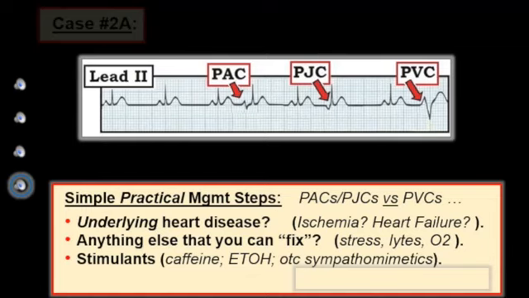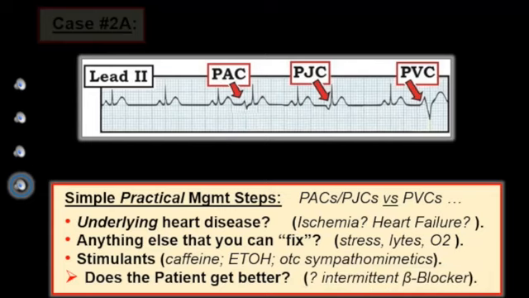Does the patient get better when you address these issues? If so, that may be all you need to do for a benign arrhythmia. For selected patients with especially bothersome symptoms, a trial of medication, perhaps a low-dose intermittent beta blocker, may be in order. As always in primary care, individualize your management to the patient in front of you.